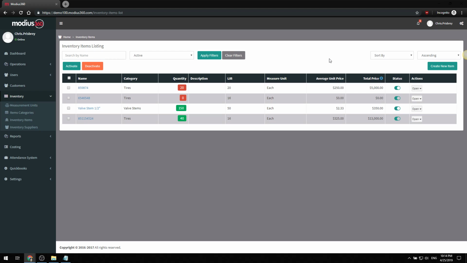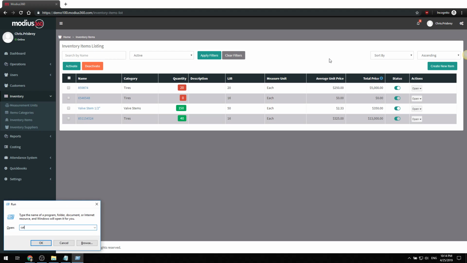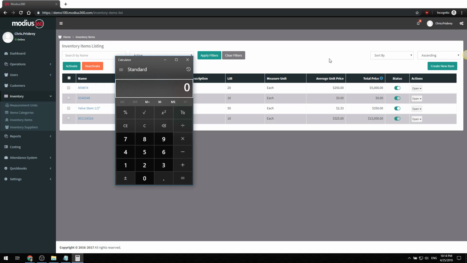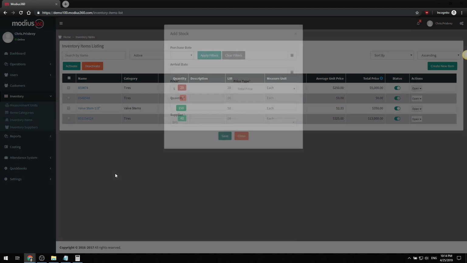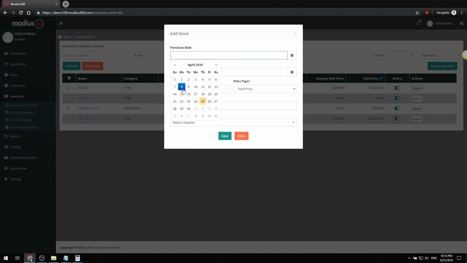So again, let's pull up our handy dandy calculator here. What we're going to do is we said, okay, we've bought $5,000 worth of tires, and we bought them for $250, and we bought 20 of them, and so you can see $250. Now let's add some more stock. Those ones we bought on the 8th.